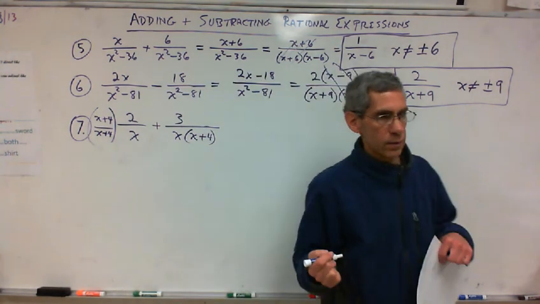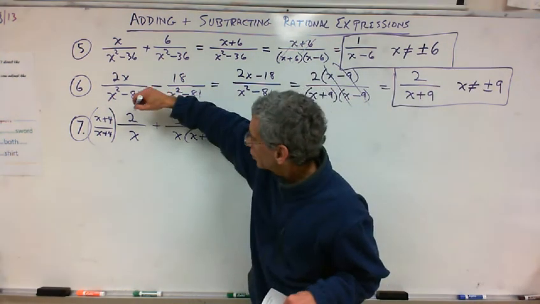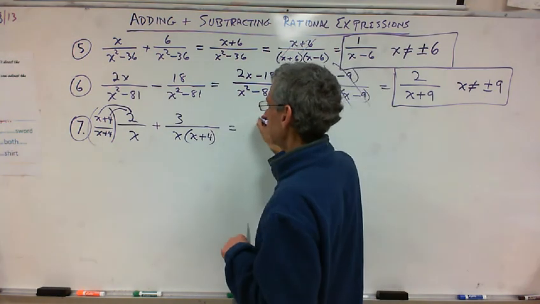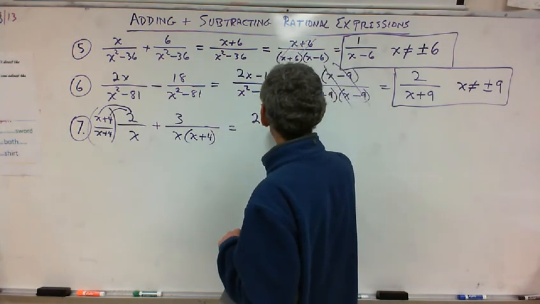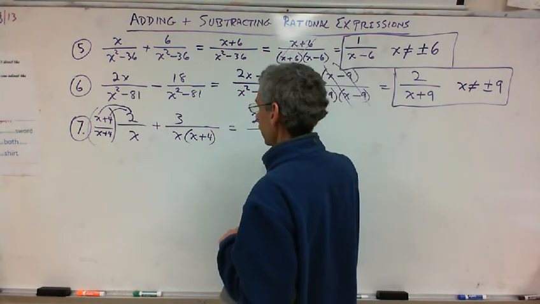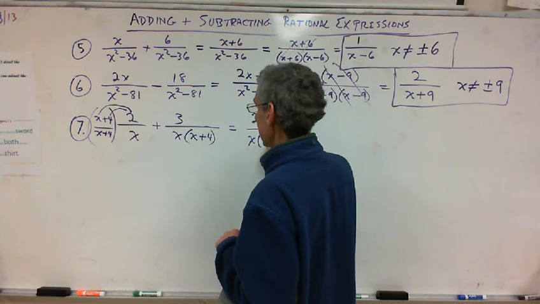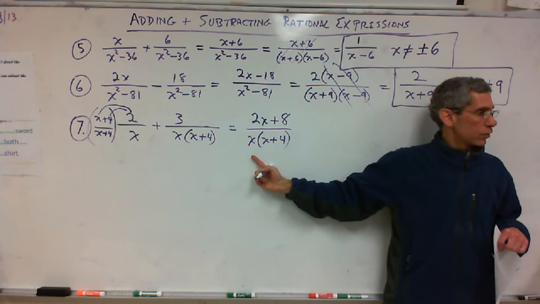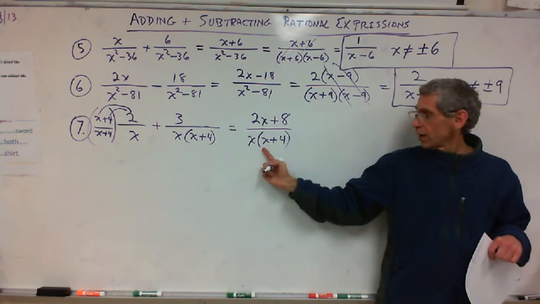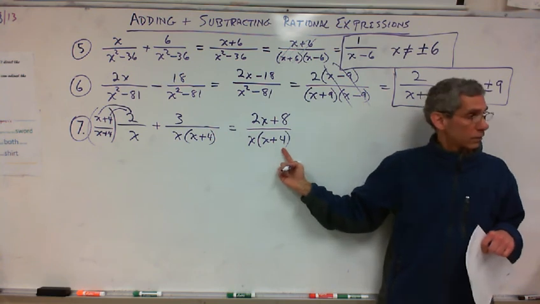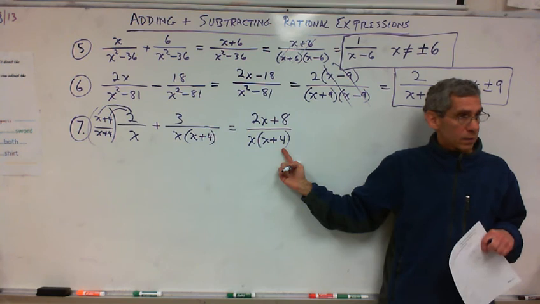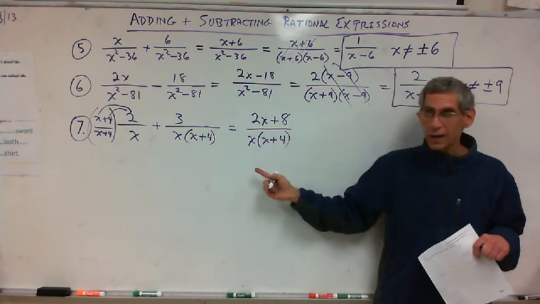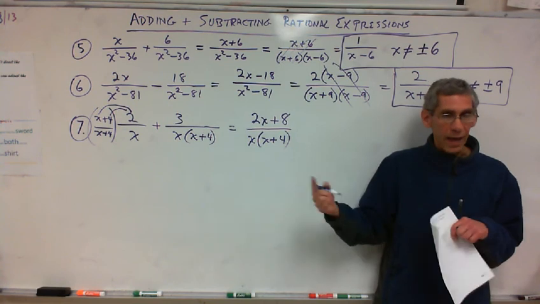Okay? You with me? Now this time I have to use distributive property. Boom and boom. So that's going to give me 2x plus 8 over x times x plus 4. Now some people might say, oh, I'm going to just multiply this out to make that x squared plus 4x. Not a good idea. Because remember, to simplify, you have to have it factored first, right? We haven't simplified yet. We're just adding.